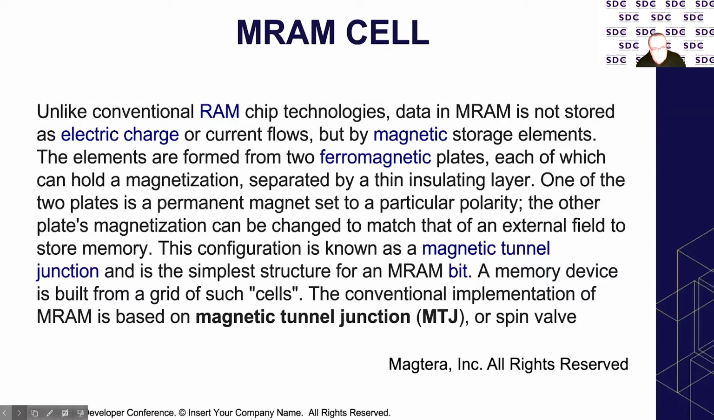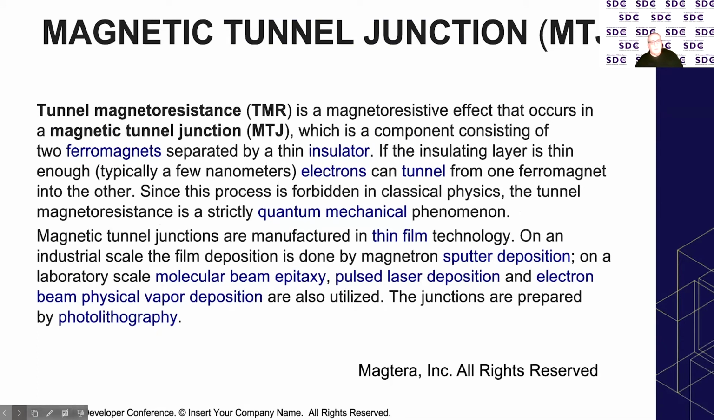The conventional implementation of MRAM is based on the magnetic tunnel junction or spin valve. First of all, let's talk a little bit about the magnetic tunnel junction. It is based on the magnetoresistive effect. A magnetic tunnel junction consists of two ferromagnets separated by a thin insulator, and recording and writing is based on the magnetoresistive effect, which means that if the insulating layer is thin enough, typically a few nanometers, it becomes a tunnel junction. So basically, electrons can tunnel from one ferromagnet to the other. This is a pure quantum mechanical effect. This process is forbidden in classical physics. So tunnel magnetoresistance is a strictly quantum mechanical phenomenon.